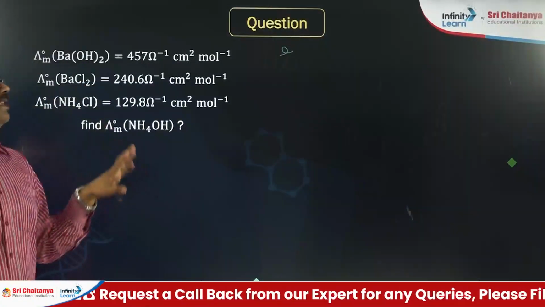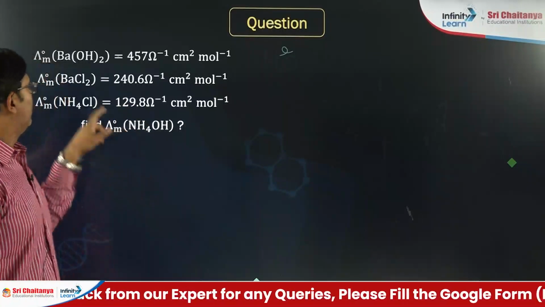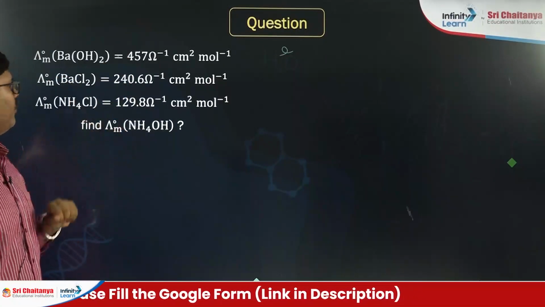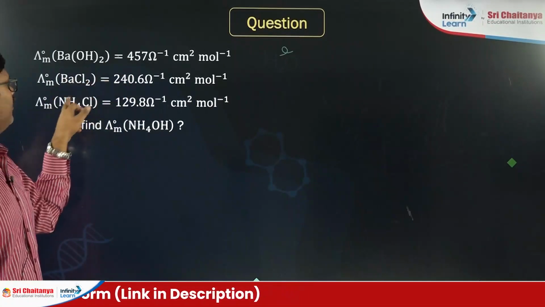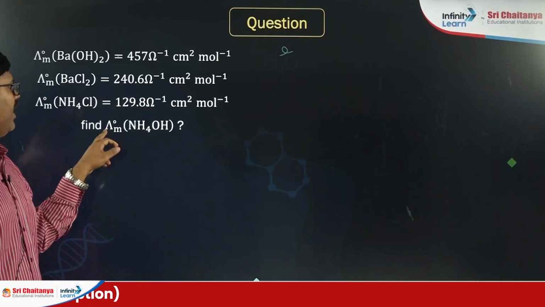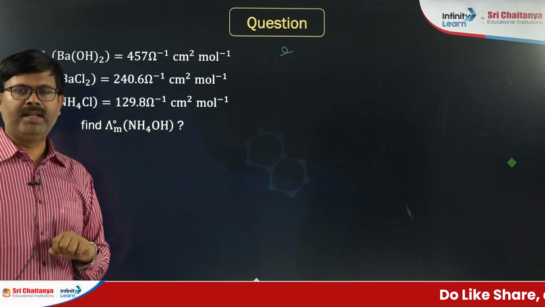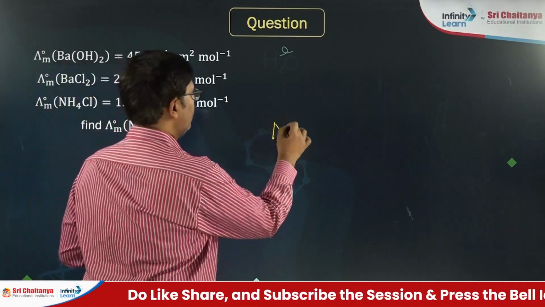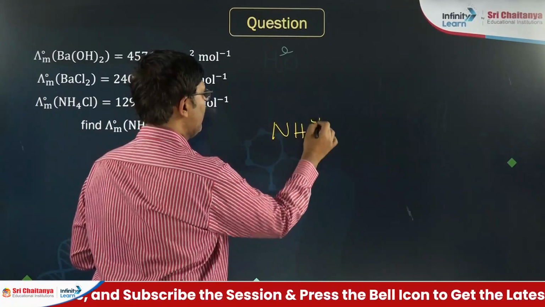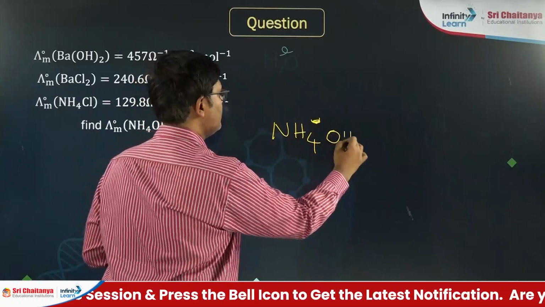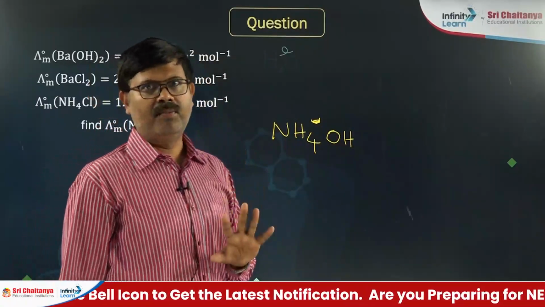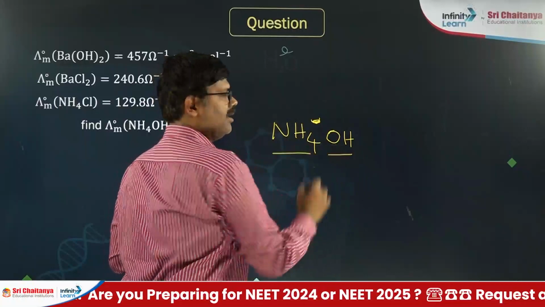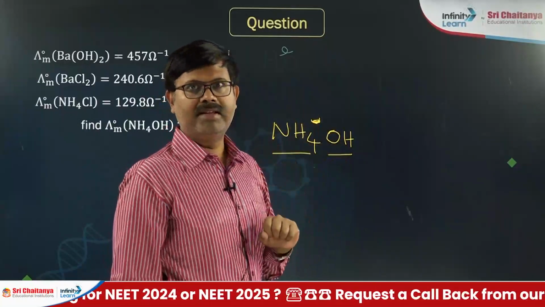Next question. This is the application of Kohlrausch's law. Lambda m naught, that means limiting molar conductances of 3 compounds are given: barium hydroxide, barium chloride, ammonium chloride. Find lambda m naught of NH4OH. See the procedure here. Whatever is asked, lambda m naught of NH4OH, just write this compound. Now here, 2 ions are there in this compound, NH4 plus and OH minus.